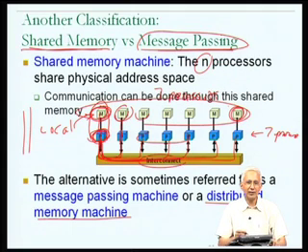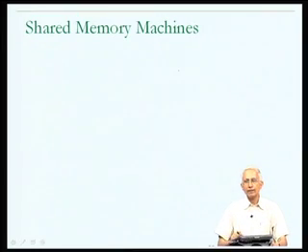Therefore, we expect that there could be parallel machines which are shared memory machines, but in which the shared memory is purposely divided across the processors of the system for a performance reason. They would still be referred to as shared memory machines, since they do not use message passing as the mechanism for inter-process communication. Okay, I'll make a few comments about shared memory machines.